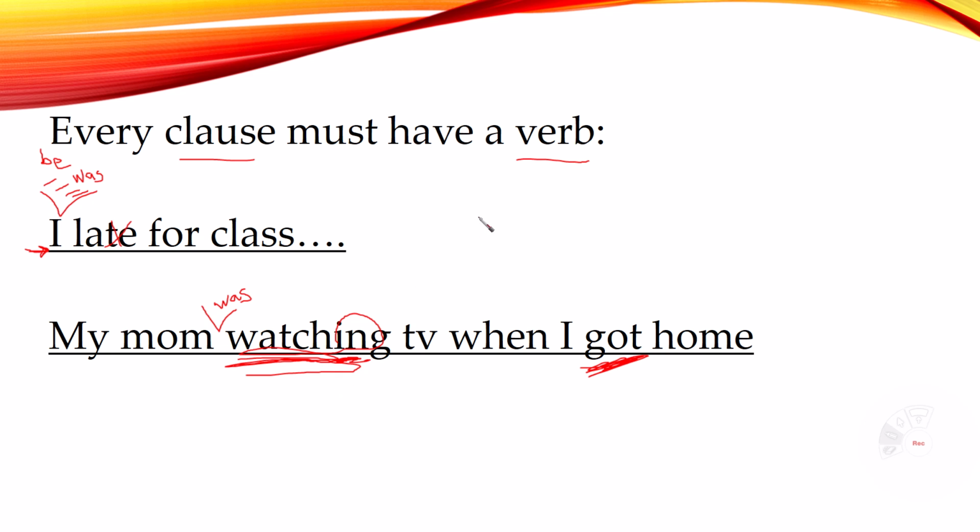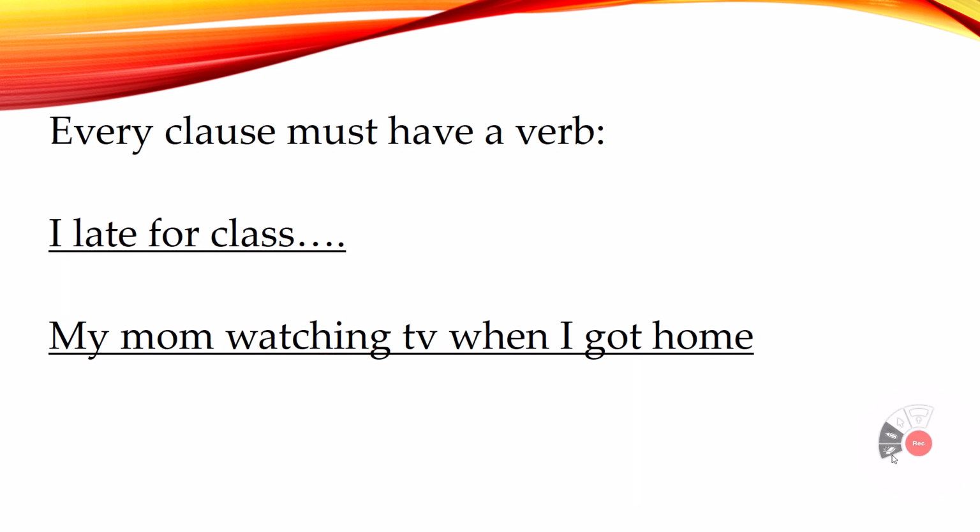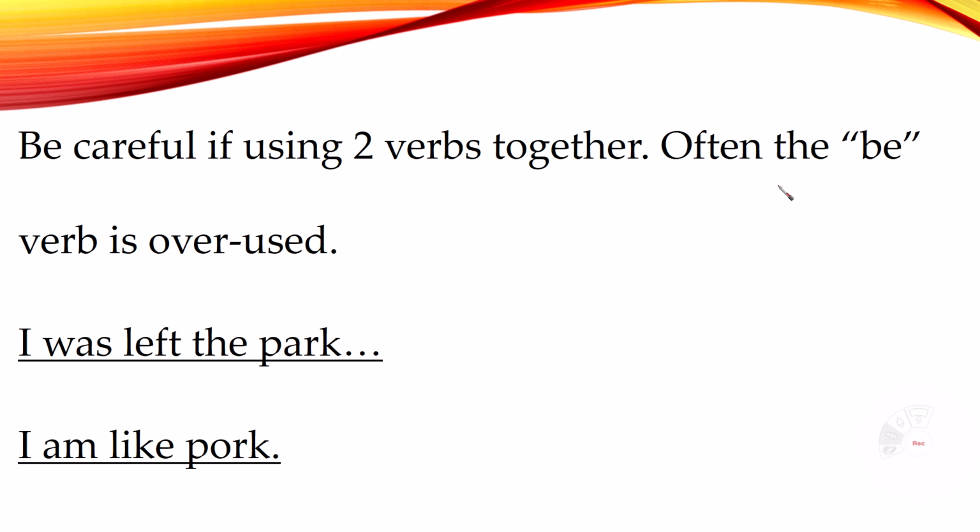If you talk about running, run is a verb, but now running acts like a noun. Running is blah, blah, blah. Okay. So every clause must have a verb. Clear? Okay. But be careful if using two verbs together.